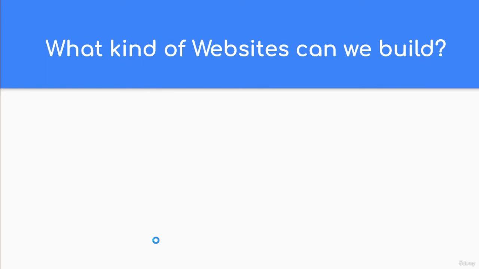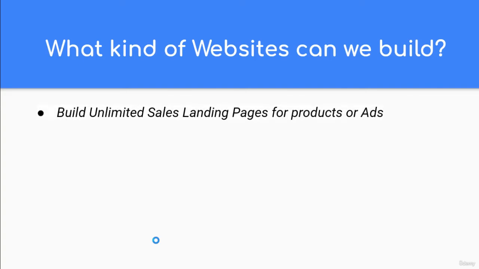So what kind of websites can we build? This is of course the most important point that we need to know before we even start. You can create unlimited sales landing pages, any type of landing pages, and opt-in pages for your ads and for your products. If you have a product-based business or a service business, you can still create a landing page. Of course, you create landing pages for everything, right? And you attach them to the ads that you display on Facebook, LinkedIn, Instagram, right? In that case, you can create those landing pages with this plugin.